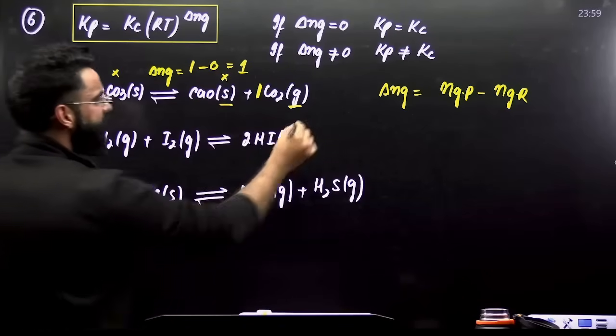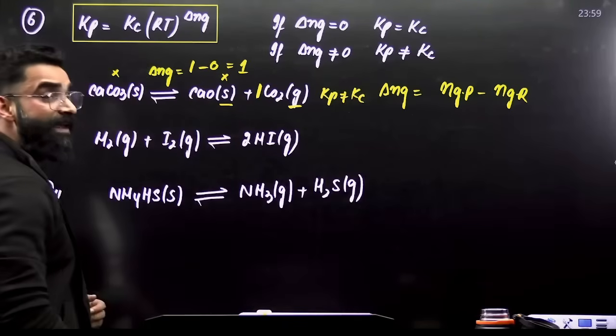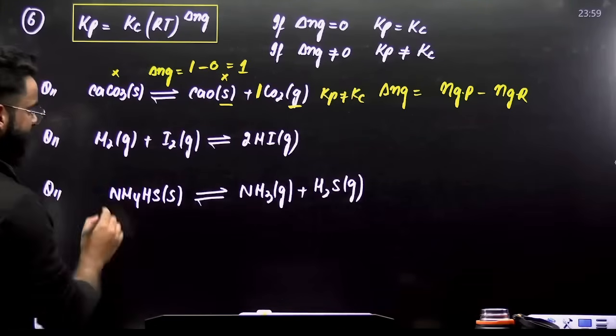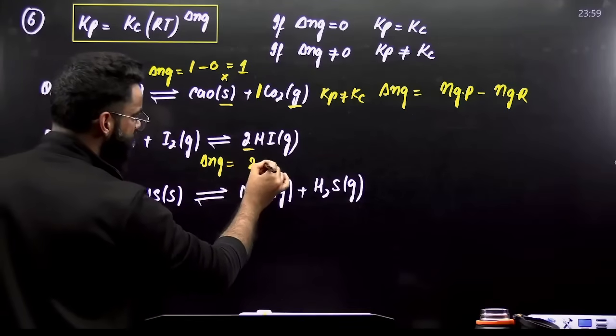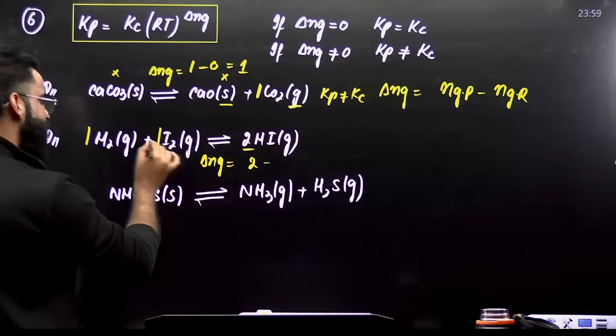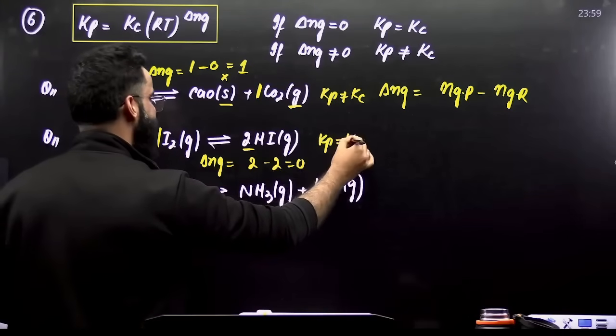If delta Ng is 1, that means Kp, Kc won't be equal. Kp and Kc are only equal if delta Ng is equal to 0. Now look at this one. Delta Ng for this reaction: number of moles of gaseous product, which is 2, minus number of moles of gaseous reactants, which is 1 plus 1, 2. So 2 minus 2 is 0. So I would say Kp, Kc would be equal in this particular case.